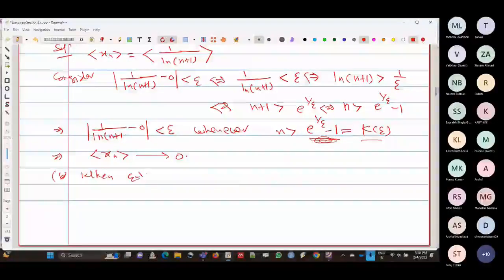So B part, when epsilon equals 1 by 2, n is greater than e raised to power 1 upon epsilon, which is 2, minus 1, so e square minus 1. And we need to compute the value of n. The value of e is 2.7 something, between 2 and 3, you know already. So e square is 7 something, and e square minus 1 is roughly around 6.389. Okay, you can compute this one, e square minus 1, you can compute this.